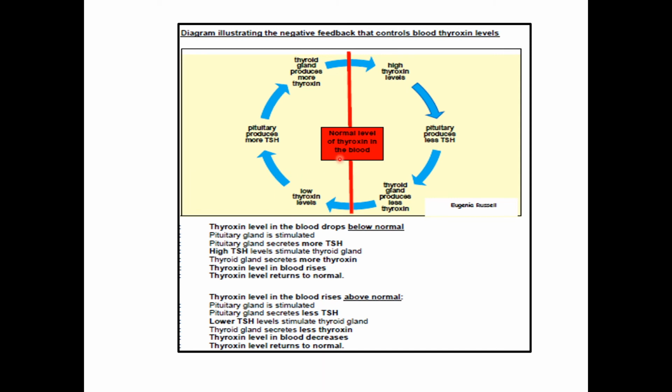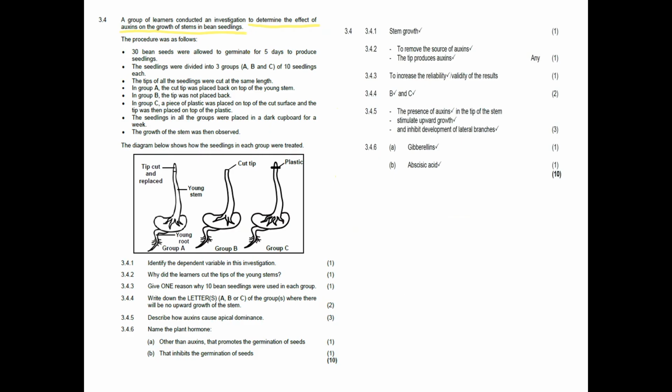When your blood thyroxine levels go too low, the pituitary gland will secrete more thyroid-stimulating hormone, which will act on the thyroid gland to produce more thyroxine and bring your levels back to normal. And then there's the explanation there. This is very important. Do not go into your exam without knowing this one.